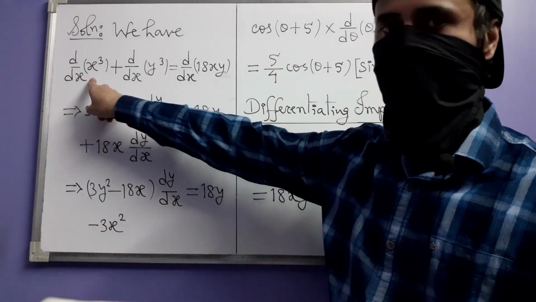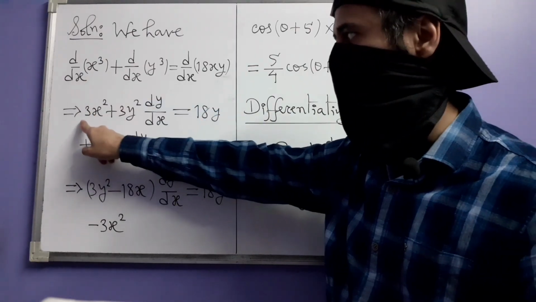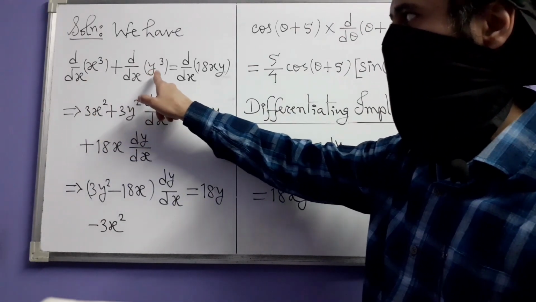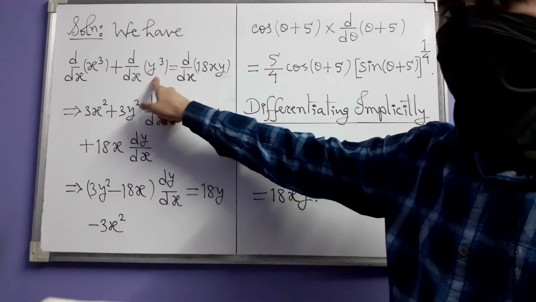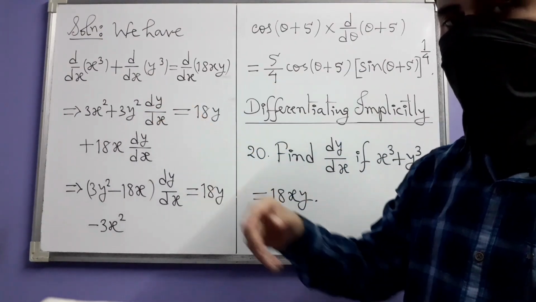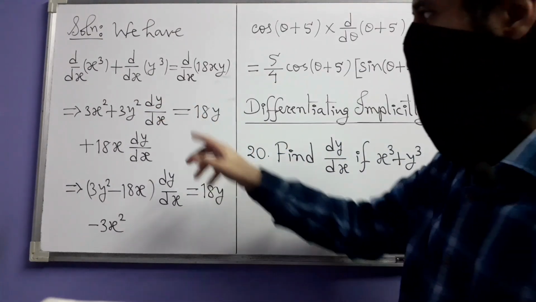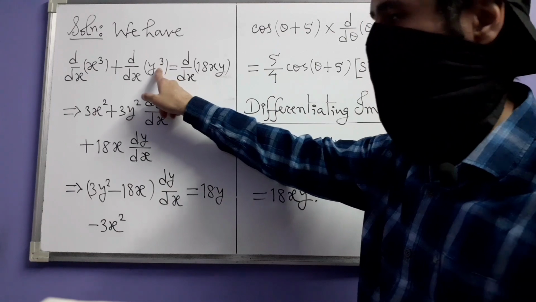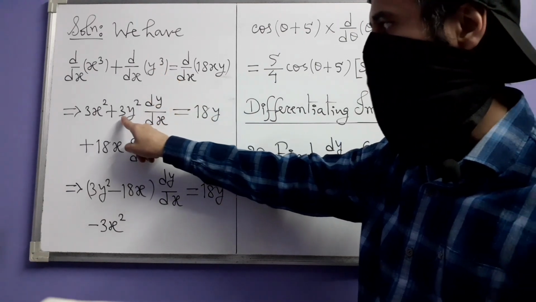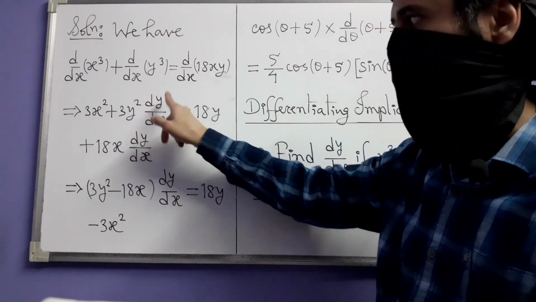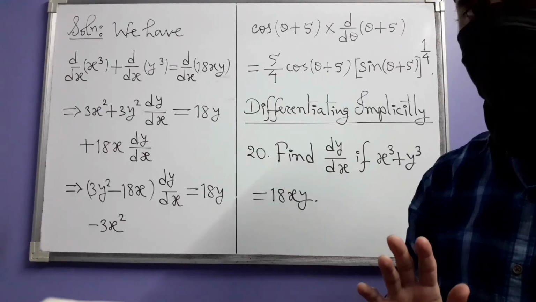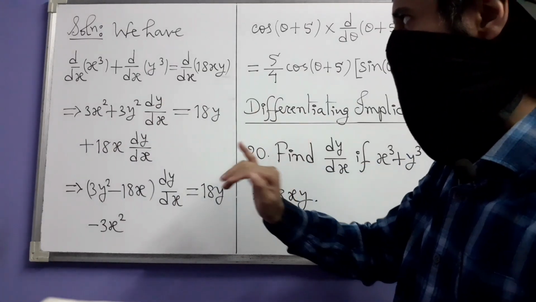This is your ordinary power rule. So this is 3x squared. And for this derivative, you have to apply the chain rule, assuming that y is a differentiable function of x. So first you differentiate the outer power rule, obtaining 3y squared, and then multiply that with the derivative of y with respect to x, dy/dx.